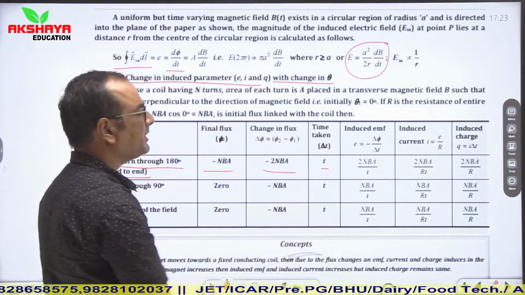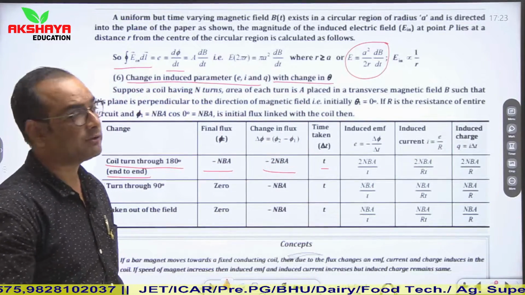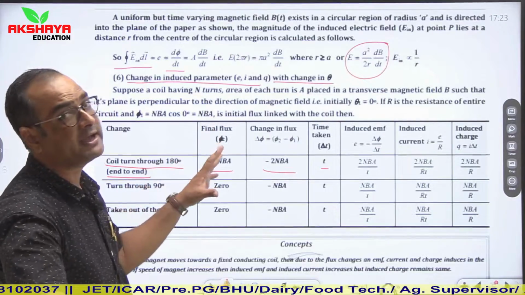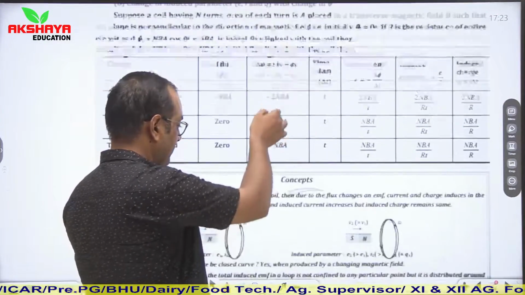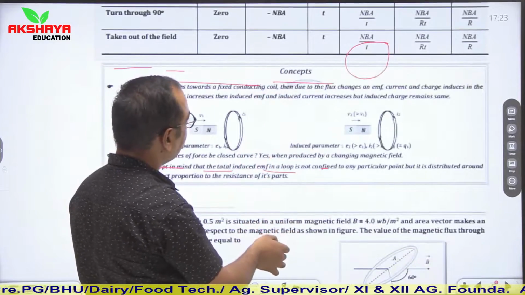So this is a simple comparative table. You need not memorize it. You can calculate simply using the relation phi is equal to BA cos theta. So let us talk about the concept given here.